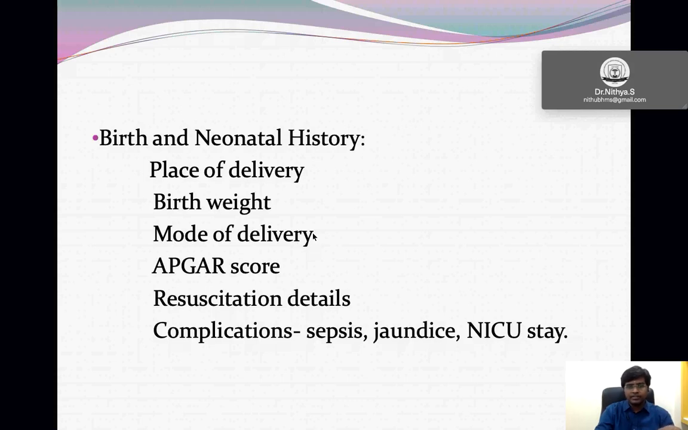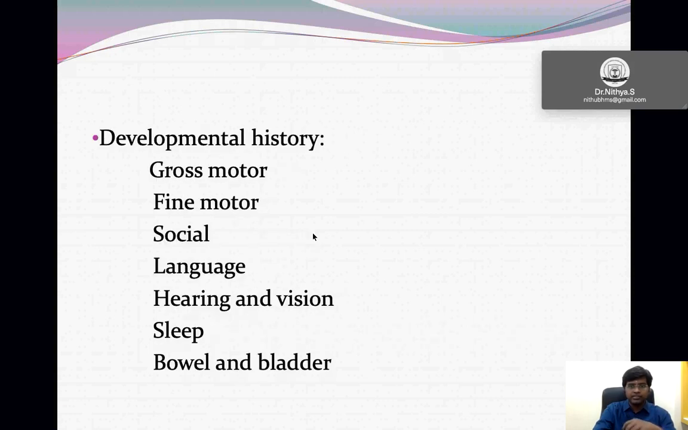And also history of sepsis, jaundice and other problems in the newborn period is important, because they would have undergone an exchange transfusion, or the baby would have had infection in the newborn period. So that would cause a long-term problem in these babies. So all these things should be asked to get a comprehensive history.